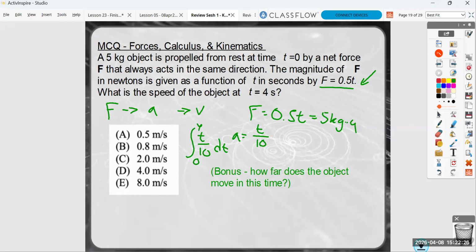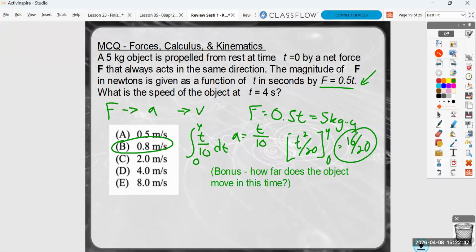So that would be t squared over 20. T squared over 20 from 0 to 4, so that'd be 16 over 20, which is 4/5. Yes, 4/5. Hey, it's not C this time.